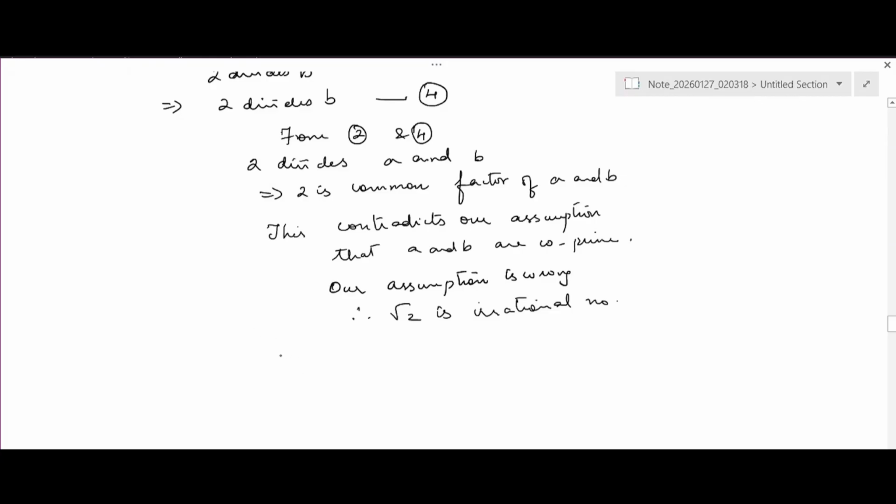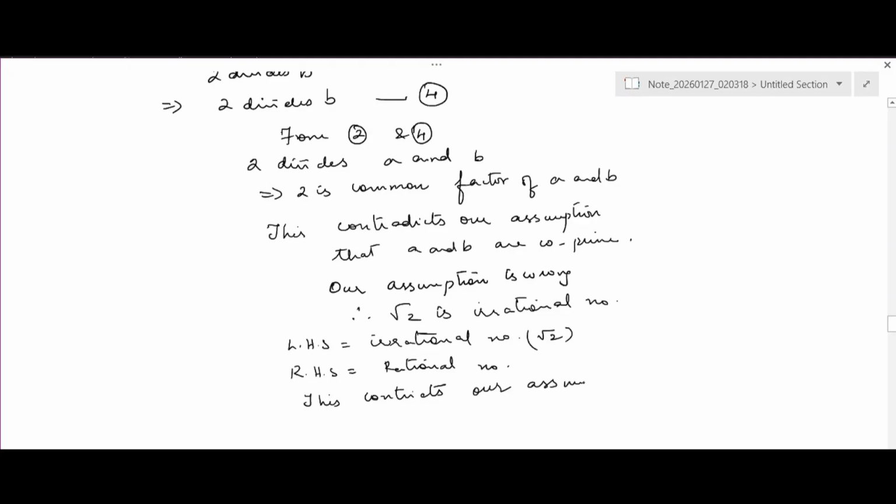So LHS is irrational, that is root 2. Okay, RHS is a rational number. This contradicts our assumption, therefore 6 plus root 2 is irrational.